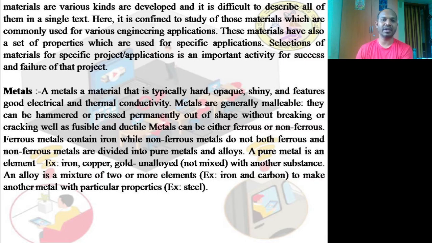These materials also have a set of properties which are used for specific applications. Selection of materials for a specific project or application is an important activity for the success or failure of that project. Any material, whether it is a mobile, a laptop, a system, a bike, a car, or an aeroplane, whatever the project may be, anything which is made up of some materials will definitely depend upon the properties of these materials and their specific applications, and that is what makes it a success.